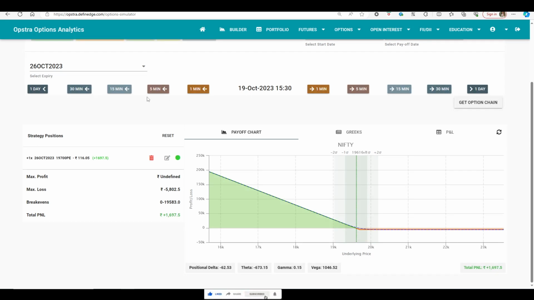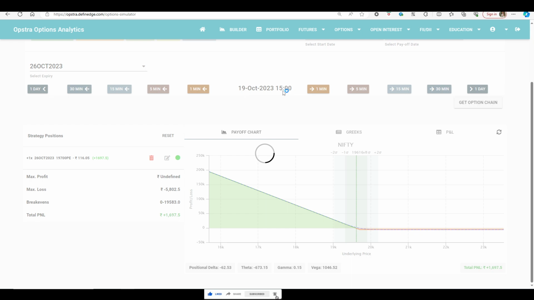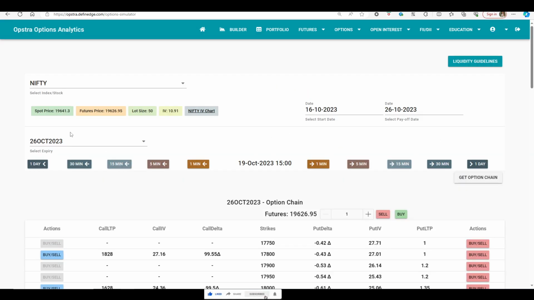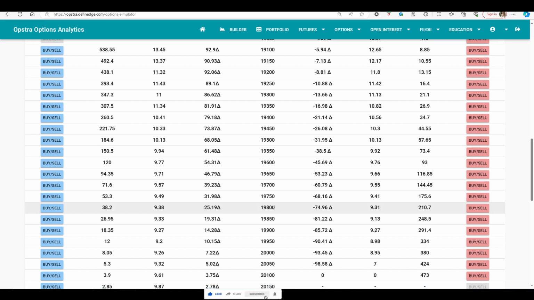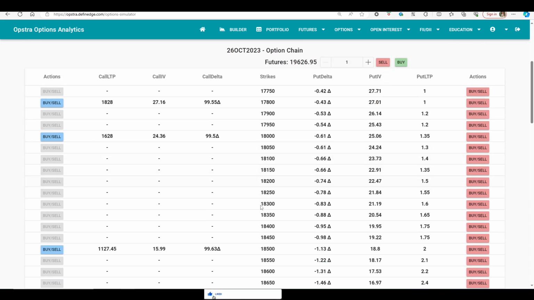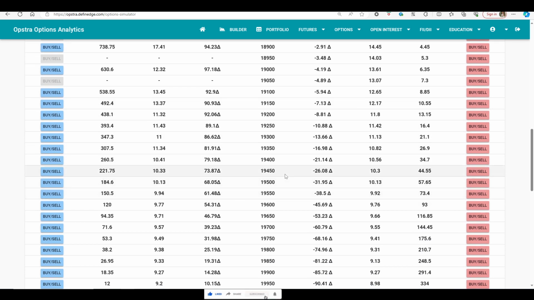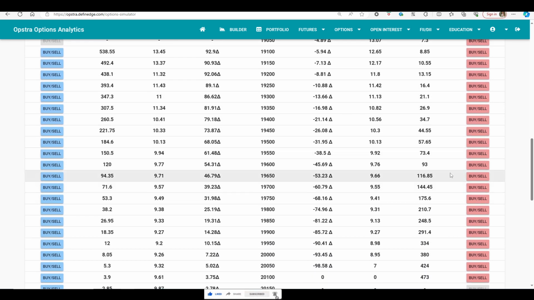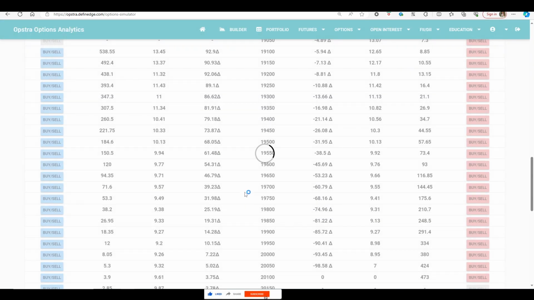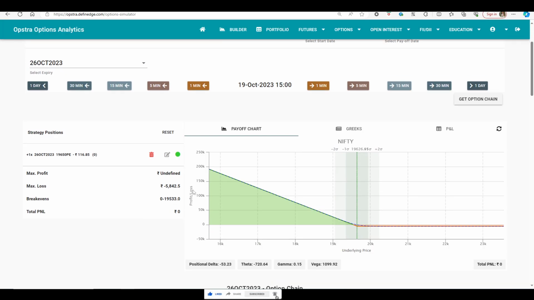See, 19th, let's take the position at 3 o'clock. What is the strike? Okay, 19,650. Go to the option chain. What is the bias? Bearish bias, 19,650. Let's take 19,650. I'm going to buy the same option, just buy one lot. Okay, what is the maximum loss?